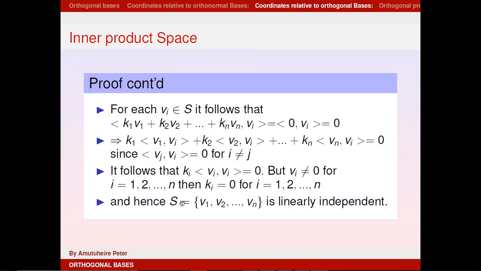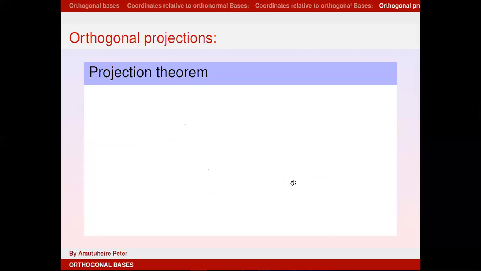And hence, if all the k's are equal to zero, then it means S is a linearly independent set.